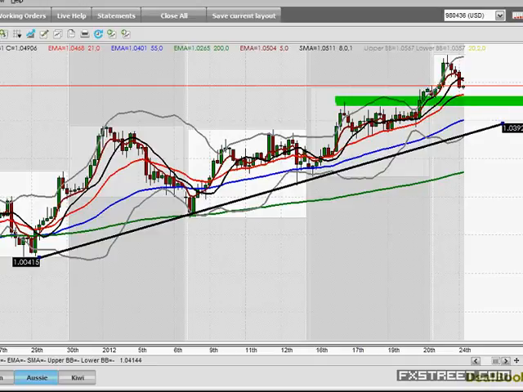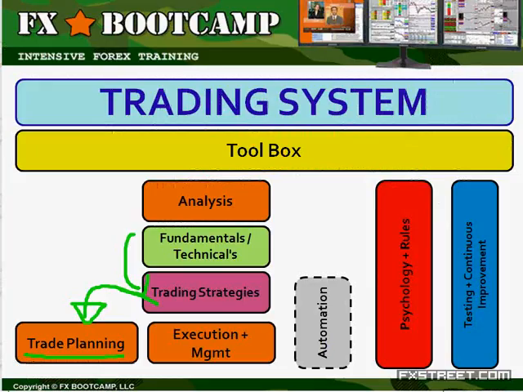Okay, so that, by the depth of this pullback here, and me wanting to long somewhere in this sort of area here, that tells me this can be a bit of a wide area. That's also telling me the fact that I'm looking at this sort of support on a 4-hour, that tells me that I'm actually looking at my strategy being a swing strategy, which in turn comes into my trade planning area, and I have specific rules for that, okay?